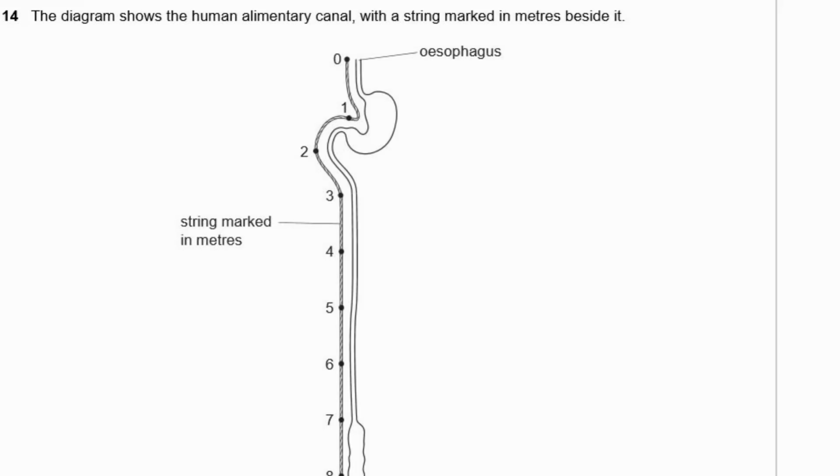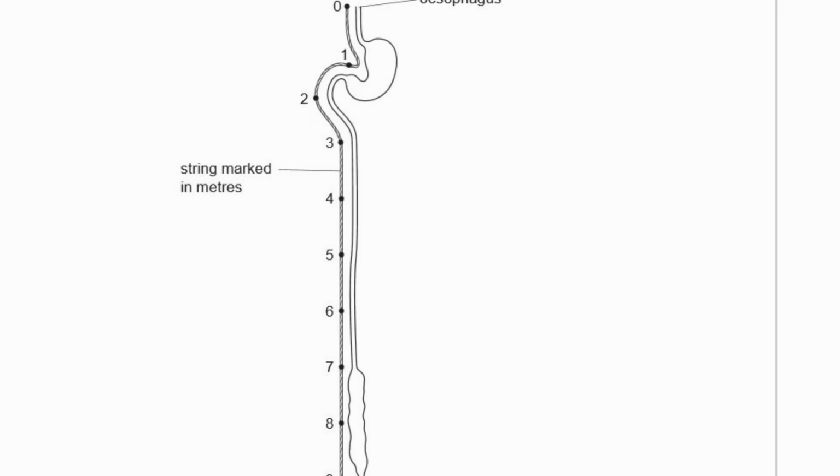Question 14. The diagram shows a human alimentary canal with a string marked in meters beside it. Okay, it almost shows up on the screen, but not quite. So the very top at 0 meters, there's the esophagus. Then at each meter down, the string next to it. At the very bottom, it says it's the anus, and that's at 9 meters.